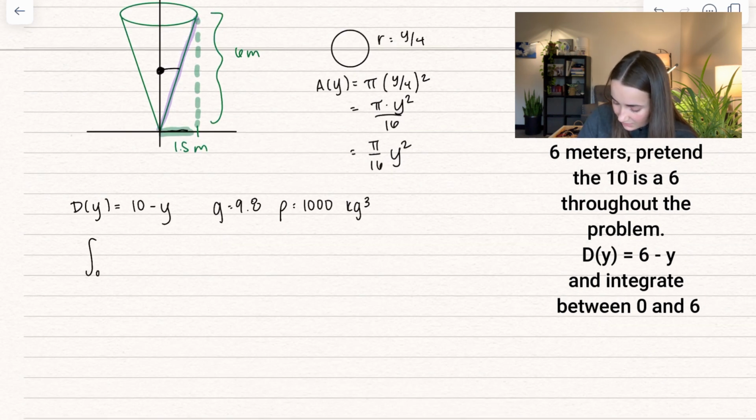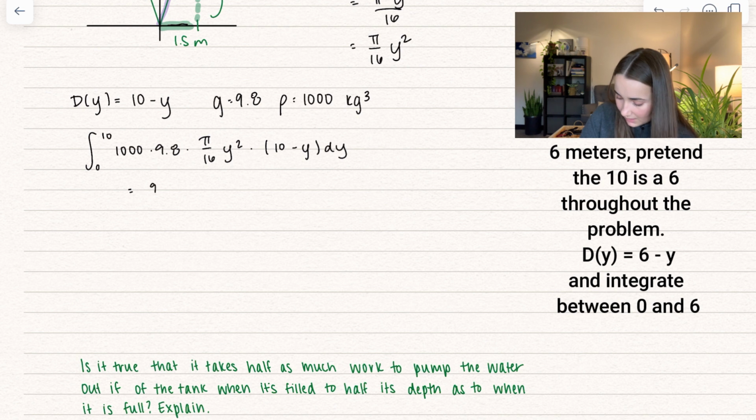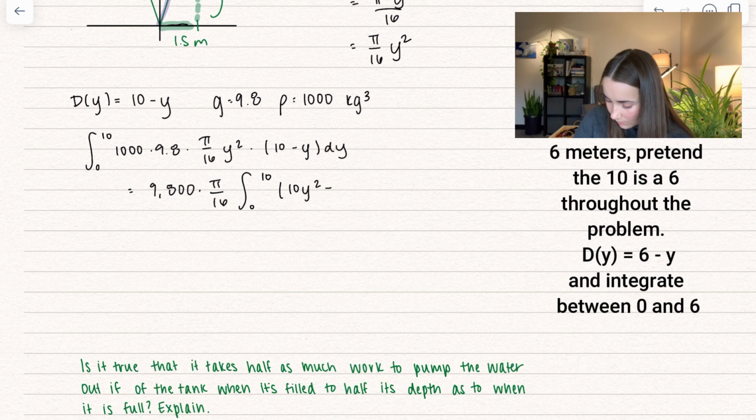We're taking the integral between 0 and 10. And here we're going to multiply all these things in. So we have 1,000 times 9.8 times our area, which is pi over 16 y squared, times our distance, 10 minus y, dy. So let's go ahead and bring out all these constant multiples. We get 9,800 times pi over 16, the integral from 0 to 10. And here, let's multiply that y squared in. So here we get 10y squared minus y to the power of 3.